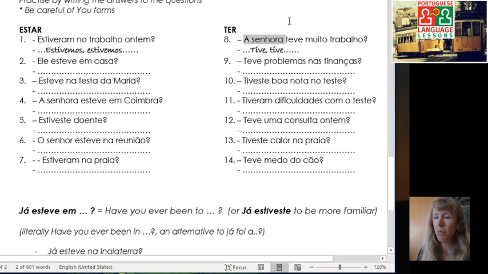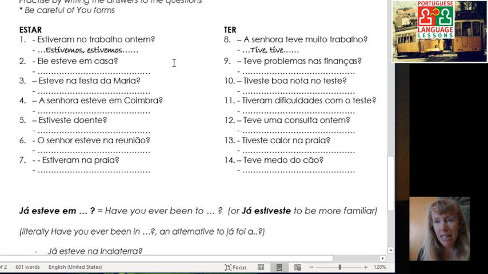Okay. And then with ter, a senhora teve muito trabalho? Tive. Teve problemas nas finanças? Tive. Tiveste boa nota no teste? Tive. Tiveram dificuldades com o teste? Tivemos. Teve uma consulta ontem? Tive. Tiveste calor na praia? Tive. Teve medo do cão? Tive. Okay, so some good examples here.